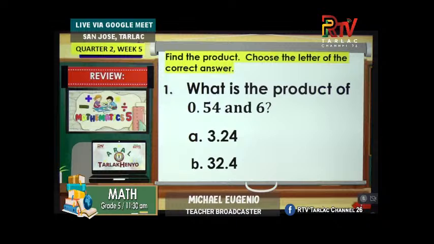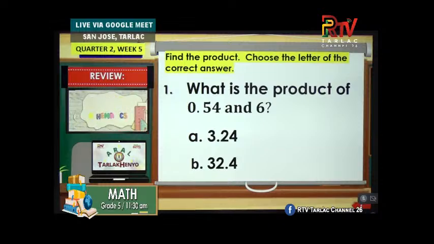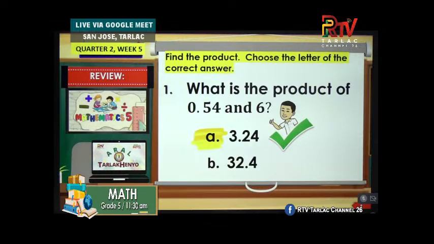For the direction, find the product. Choose the letter of the correct answer. Number 1. What is the product of 54 hundredths and 6? A. 3 and 24 hundredths. B. 32 and 4 tenths. 5 seconds to answer. Time is up. The answer is, that is correct. Letter A, 3 and 24 hundredths.